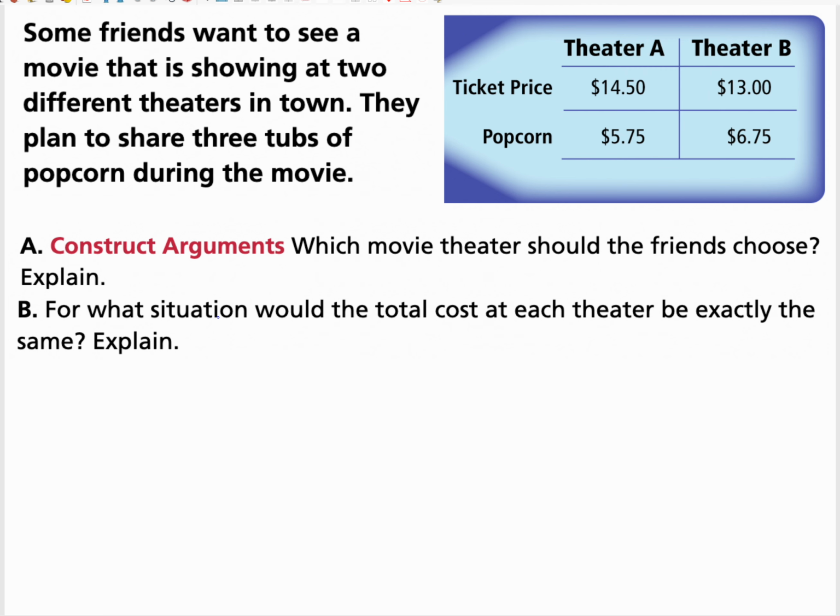We have the first theater, Theater A, is $14.50 per person, which we don't know how many people, plus 3 tubs of popcorn at $5.75 each. And we want that to equal Theater B, which is $13 per person, and 3 tubs of popcorn for $6.75 each. So all we gotta do is solve it now.